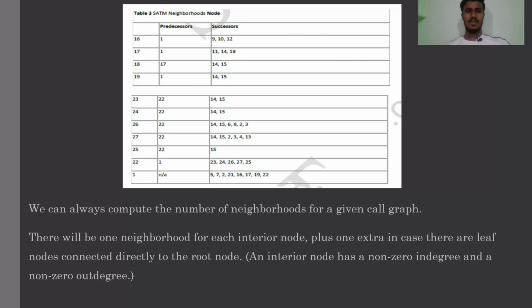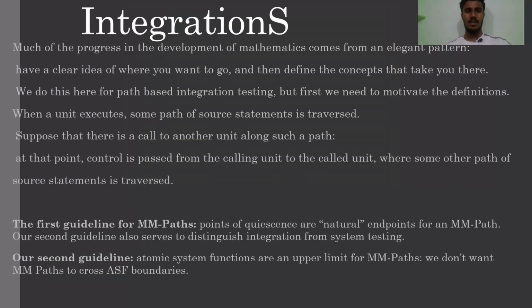So these are the SATM neighborhood nodes. We can easily compute the number of neighborhoods for any given call graph. There will be one neighborhood for each interior node, plus one extra in case there are leaf nodes connected directly to the root node, where an interior node has a non-zero in-degree and a non-zero out-degree. So this is all about neighborhood integration.